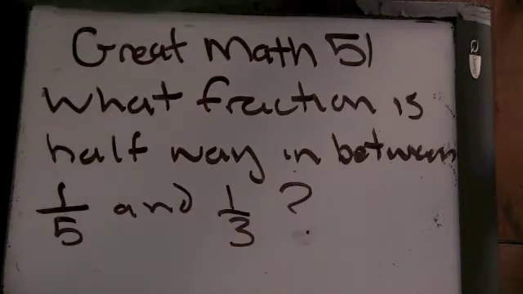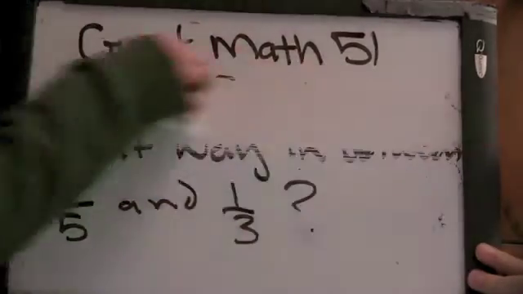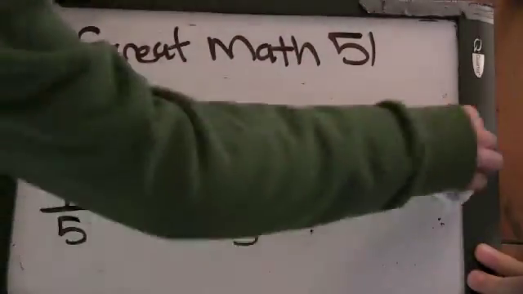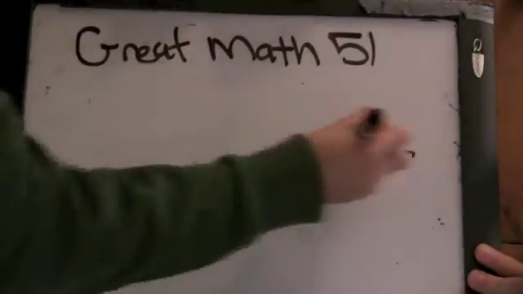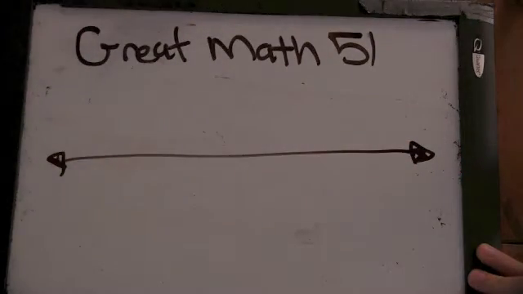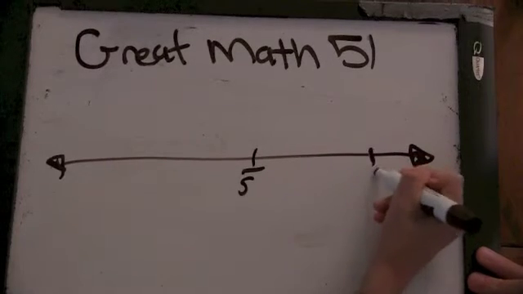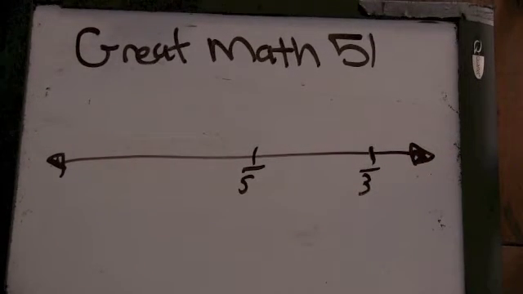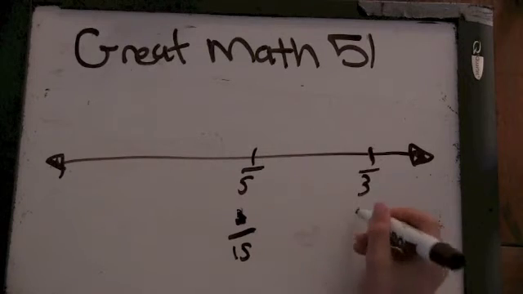Well, they showed a number line, so I did it on the number line. Oh, okay. That's a great idea. So you draw the number line, and here is 1/5 and 1/3. I found the common denominator between them, which is 15. So this is 3/15.